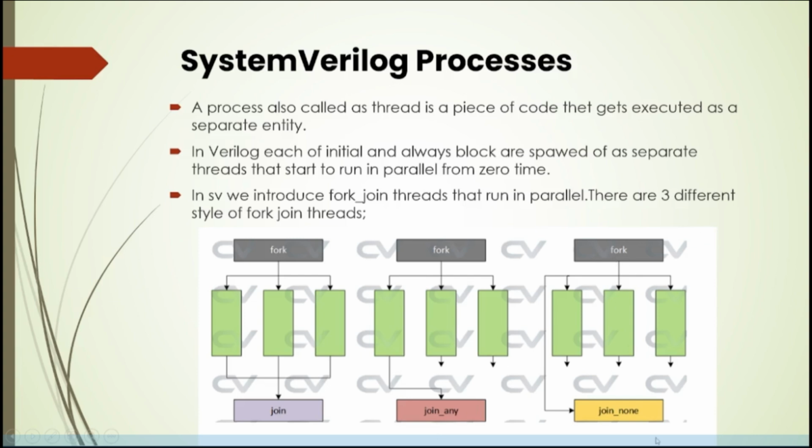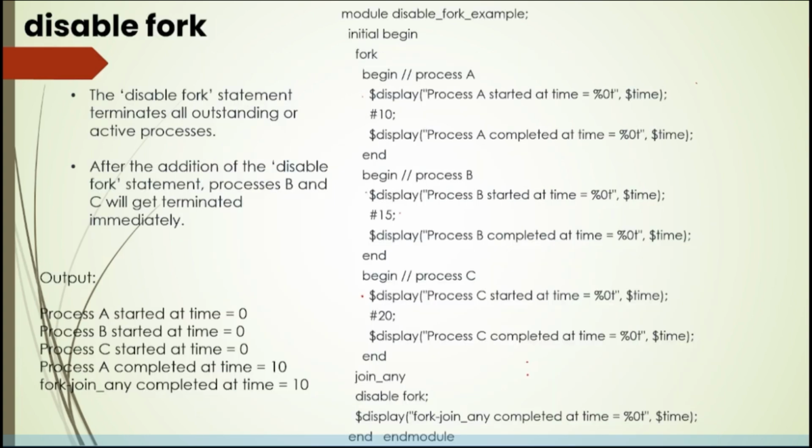When coming to fork join none, what happens? The threads within it will run parallelly, and outside the block, any other threads will also run parallelly. So here it doesn't consider whether the threads are completed or not. Along with that, the statements outside, based on blocking and non-blocking statements, will be executed sequentially or parallelly. So this is about fork join any and fork join none.